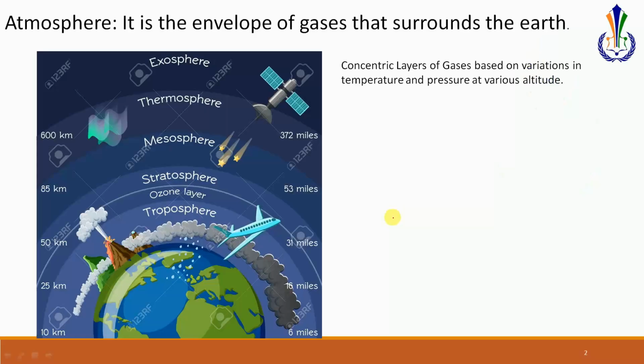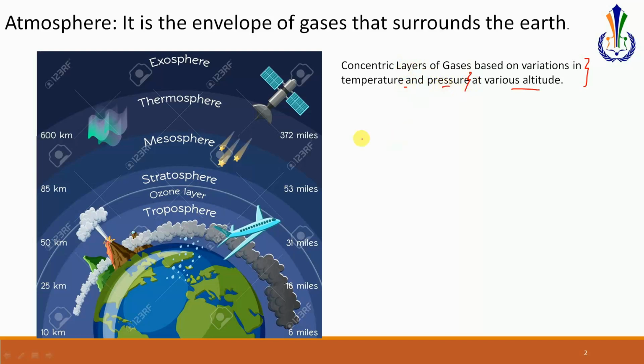The topic for today is atmosphere. Now, atmosphere is an envelope of gases that largely surrounds the earth. These gases are divided into concentric layers, and this is on the basis of the temperature and pressure of these gases at varying altitudes. So this is one question that can come: on what basis is this division made? It is based on the difference in temperature as well as the pressures.